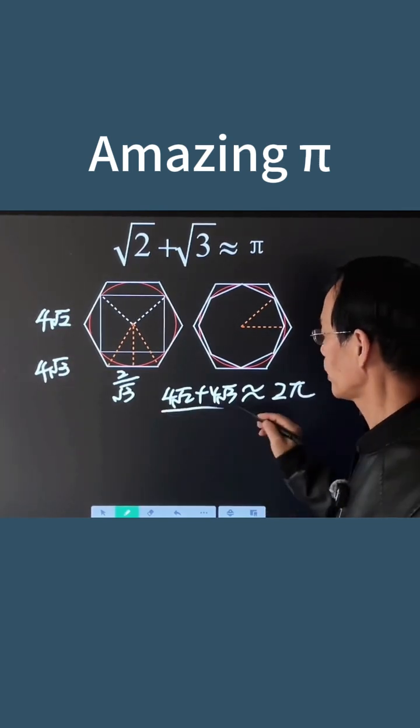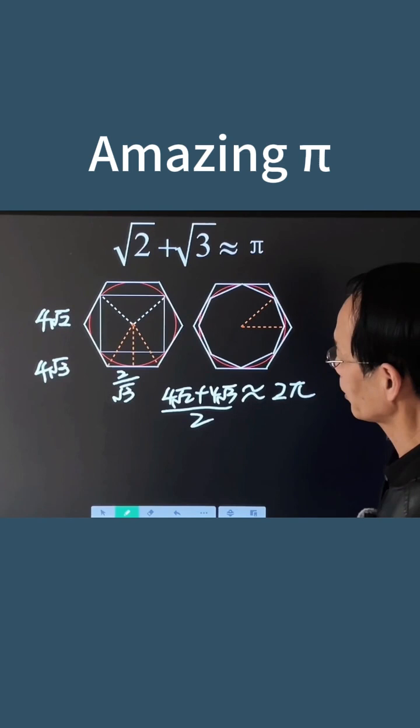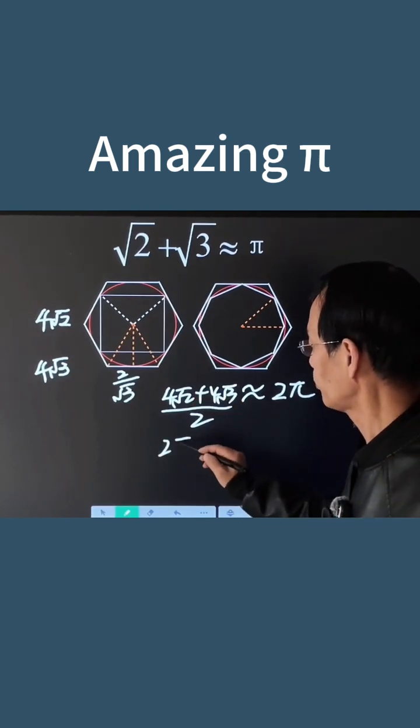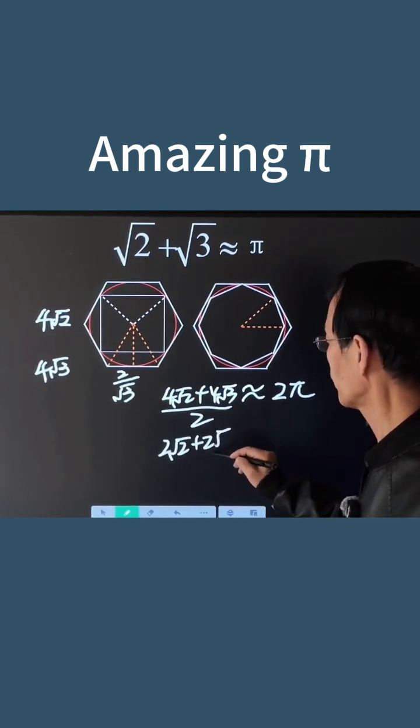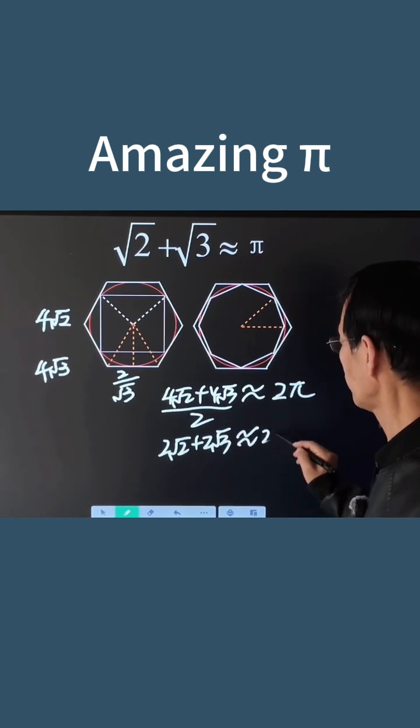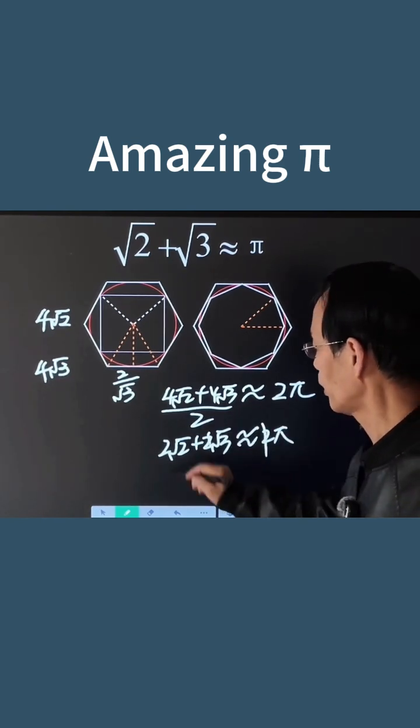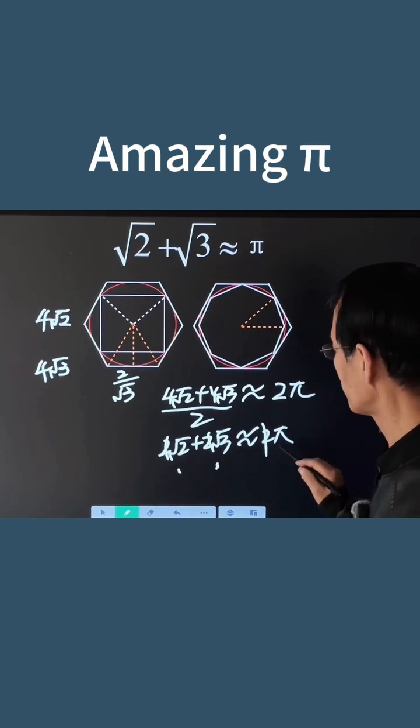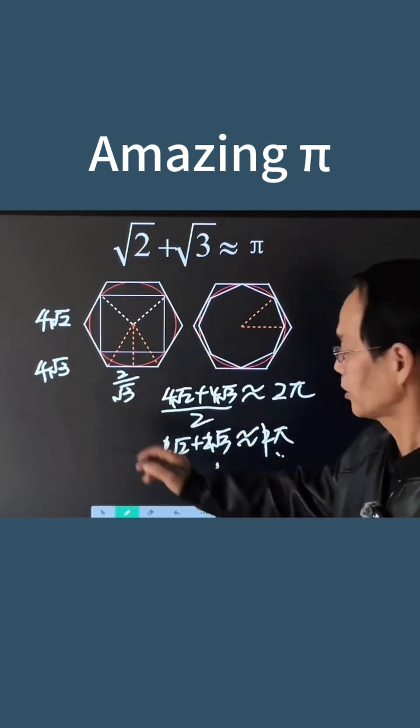Now let's divide it by 2. We need to divide by 2 to get the average. So after dividing by 2, it's 2 times the square root of 2 plus 2 times the square root of 3, which is approximately equal to 2 pi. At the same time, if we divide both sides by the square root of 2 plus the square root of 3, we get approximately pi. This is the first method.